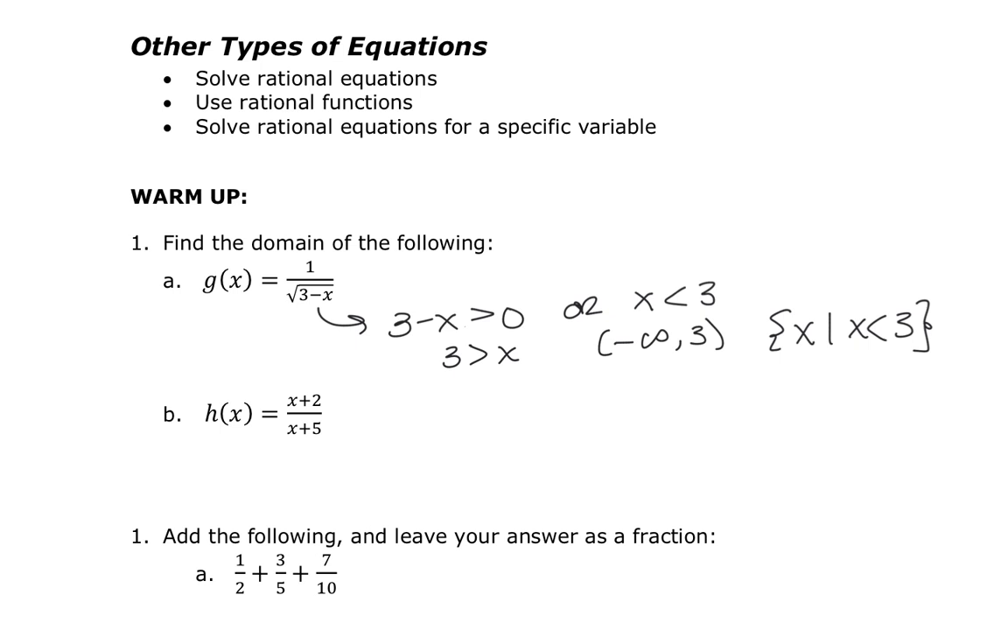If I were to look at part B, h of x, we know from our last video that this is where the vertical asymptotes would happen. We say the denominator x plus 5 cannot equal 0, so we know that x cannot equal negative 5. Interval notation would be from negative infinity to negative 5, union negative 5 to infinity. And in set builder notation, x such that x cannot equal negative 5.